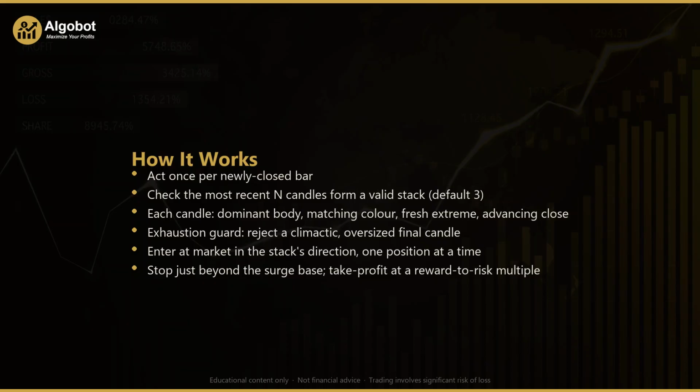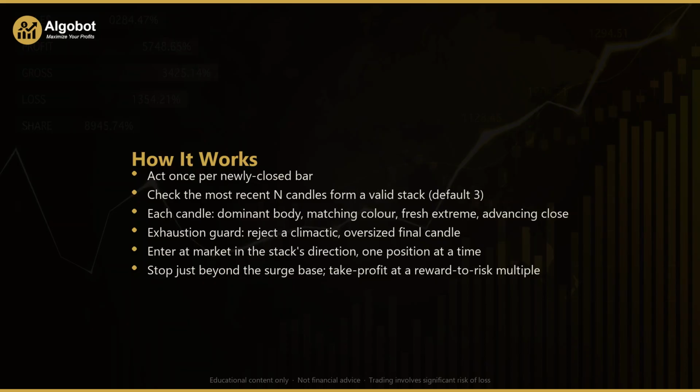Then every single candle in the stack has to pass inspection. Condition 1 is body strength. The strategy measures the size of each candle's body relative to its full range, and that ratio must be at least the minimum body ratio, which defaults to 55%. A candle that's mostly wick is rejected because wicks mean indecision, not conviction. Condition 2 is color. Every candle must match the surge direction. One red candle inside a bullish stack, and the whole setup is thrown out.